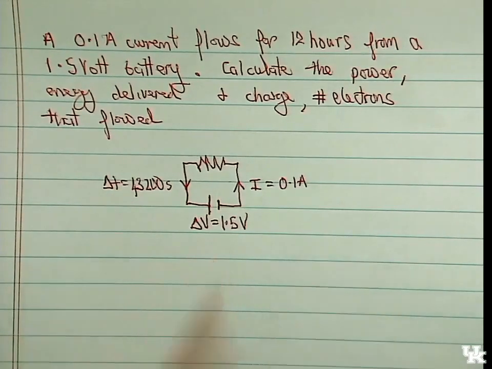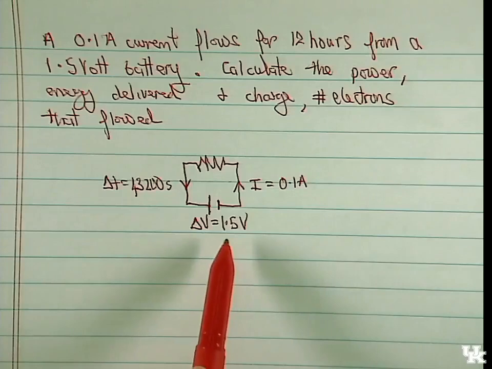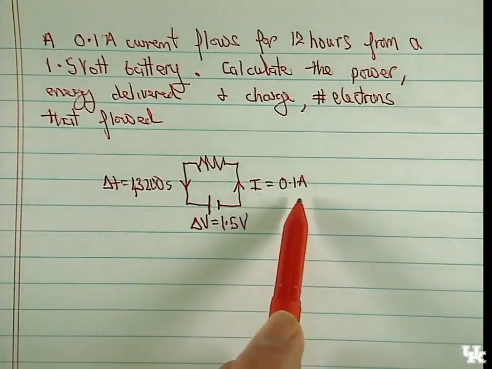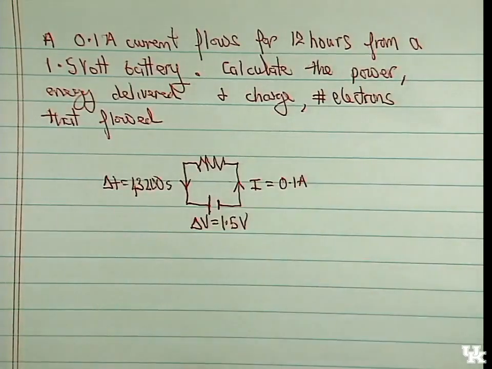We're told some information, so I wrote down that information. We were told that the current flowing in the circuit was 0.1 amp, and that the battery supplied a voltage to the circuit of 1.5 volts. So here's my 1.5 volts, here's my 0.1 amps. The other thing that we were told is that the flashlight was on for 12 hours. And so 12 hours is 43,200 seconds. That's where I got that from.